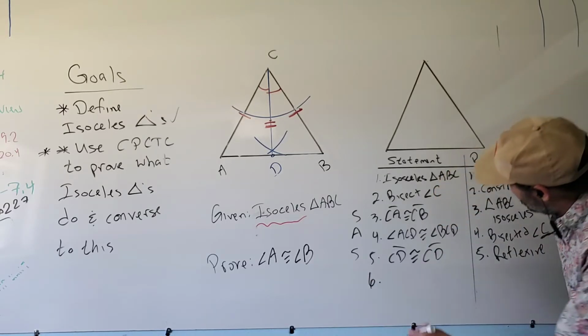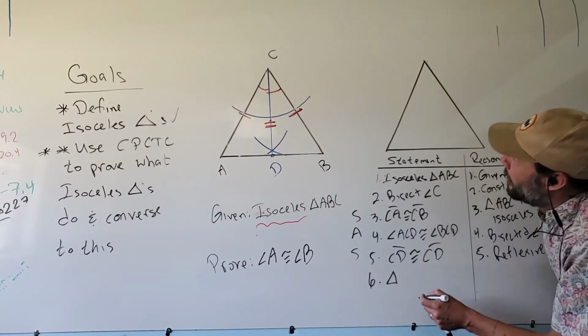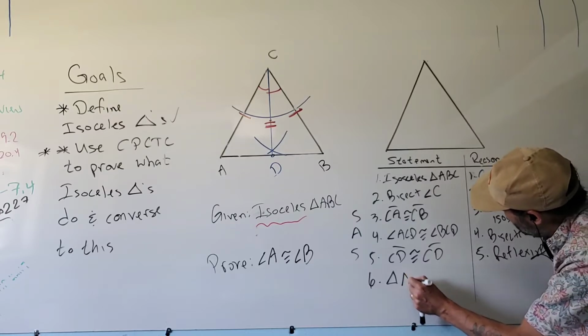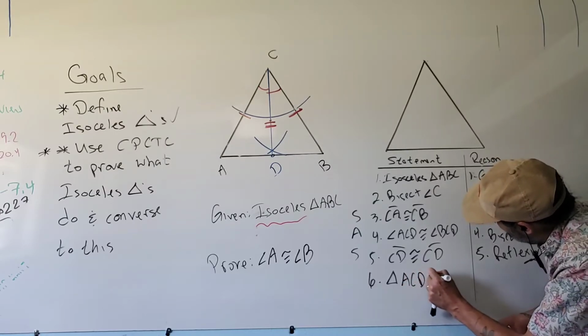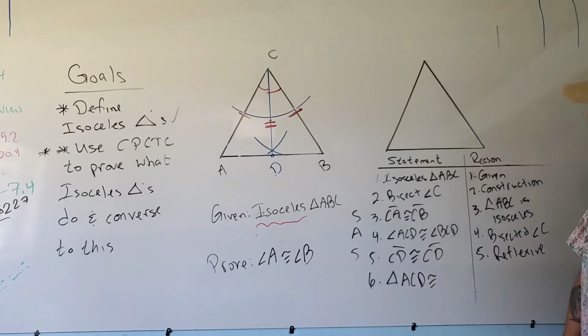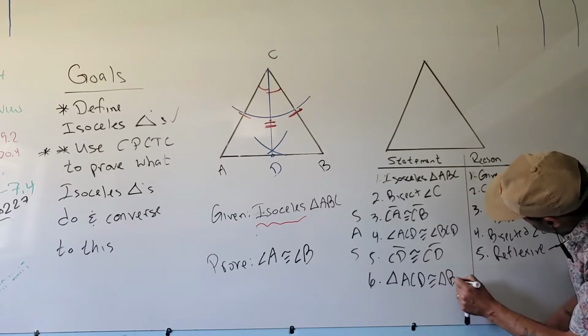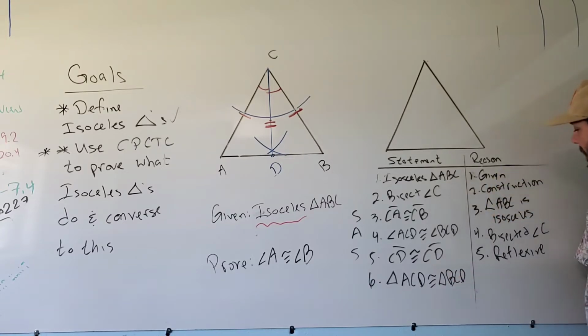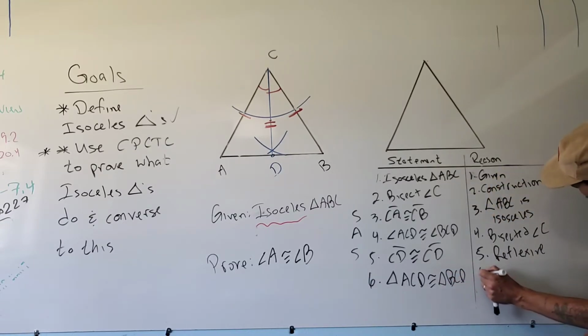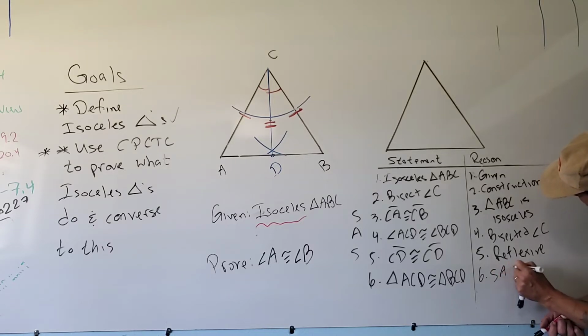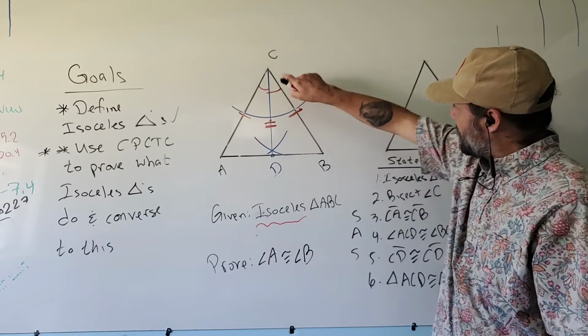So I can now say that triangle ACD is congruent to triangle BCD. Okay, and this is true because we have the side, angle, side, triangle congruence criteria. Right? And so I've argued that this little triangle is the same as that little triangle.